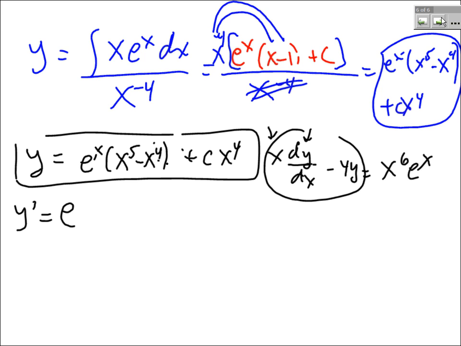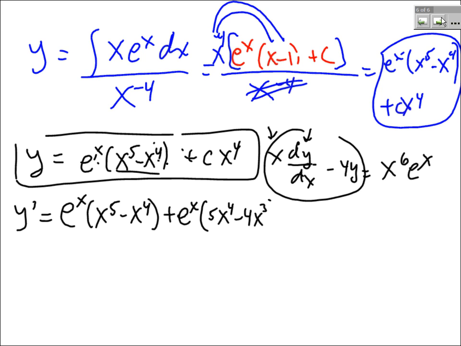The derivative, so it's a product here. The derivative of the first times the second, plus just the first, which is e to the x, times the derivative of the second function, 5x to the 4th minus 4x cubed, plus the derivative of that, which is 4cx cubed.